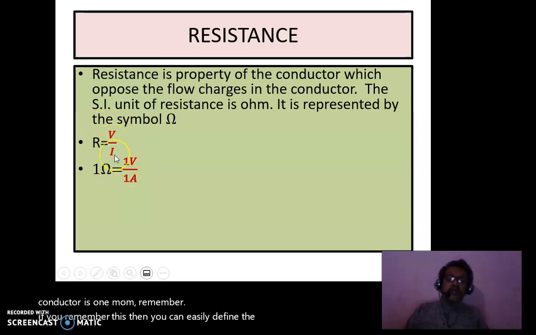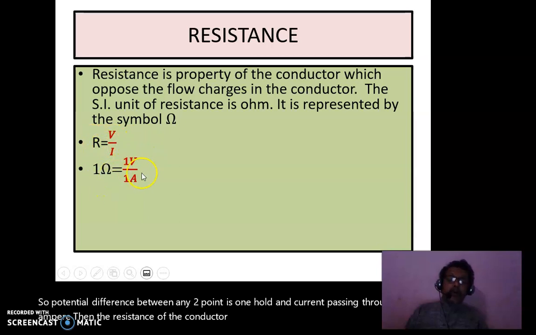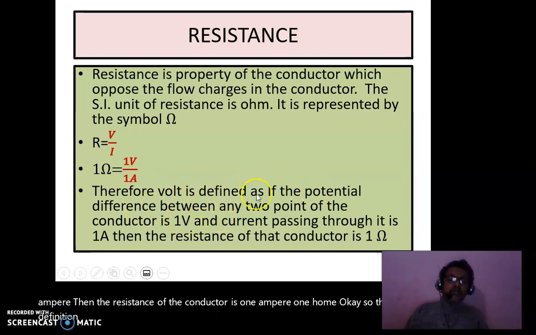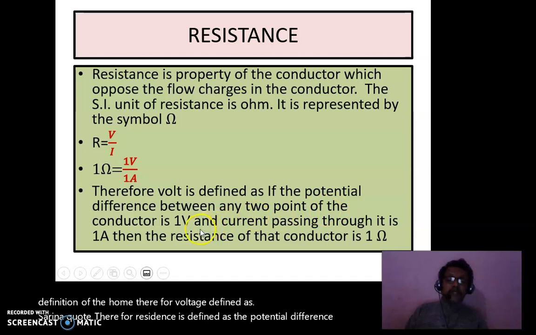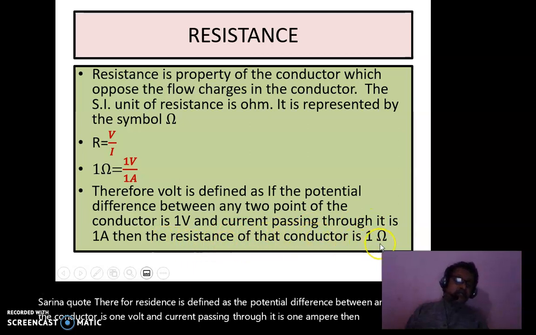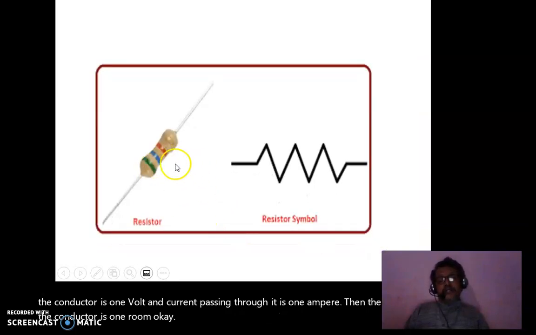This is 1 volt, this is 1 ampere. So the potential difference between any 2 points is 1 volt, and the current passing through it is 1 ampere, then the resistance of that conductor is 1 ohm. Okay, so this is the definition of the ohm. Therefore resistance is defined as: if the potential difference between any 2 points of the conductor is 1 volt and the current passing through it is 1 ampere, then the resistance of that conductor is 1 ohm.